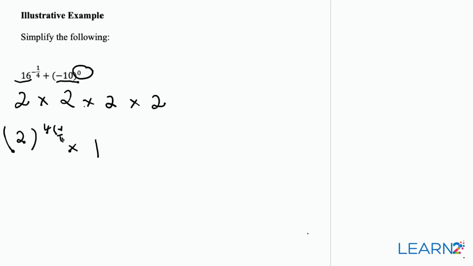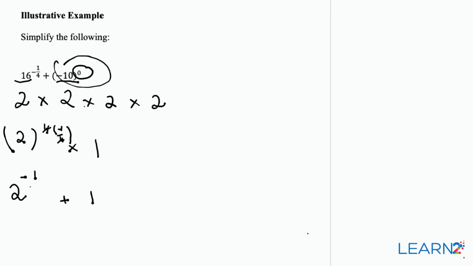So what happens over here is you get 2 to the power of this 4 and this 4 cancel, and you're left with a minus 1. So you've got 2 to the minus 1, and then you are going to add to that the minus 10 to the 0, which we've said is 1. Now, what is 2 to the minus 1?